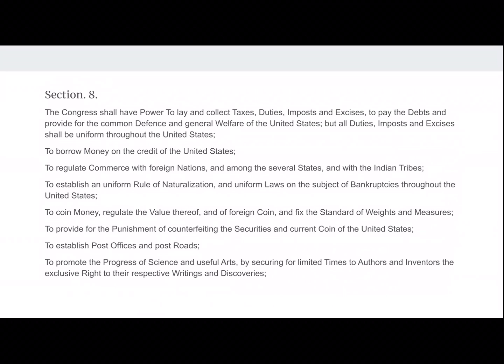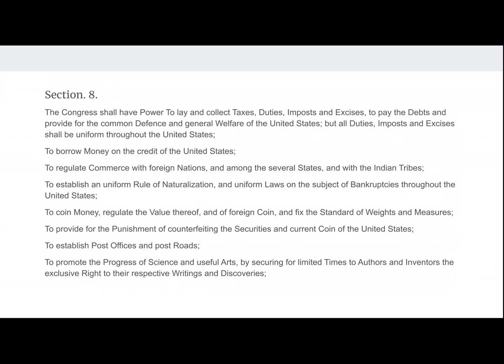To provide for the punishment of counterfeiting the securities and current coins in the United States. So if you make fake money and try to pass it off as real, they have the power to punish you. To establish post offices and post roads. Okay, so Congress created the post office.